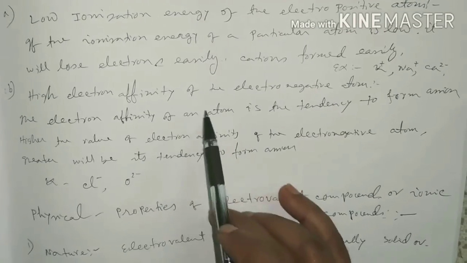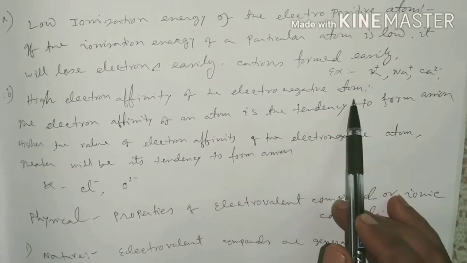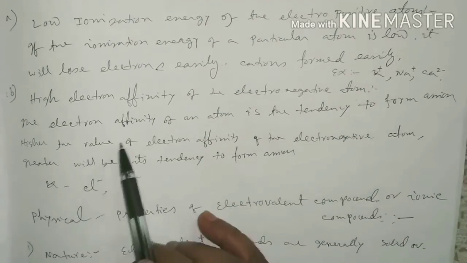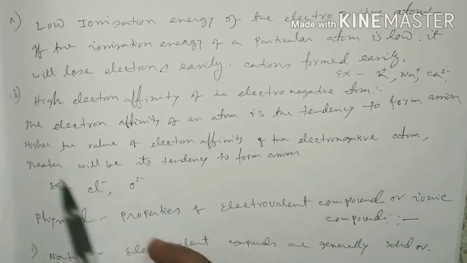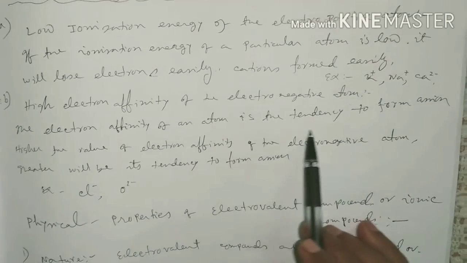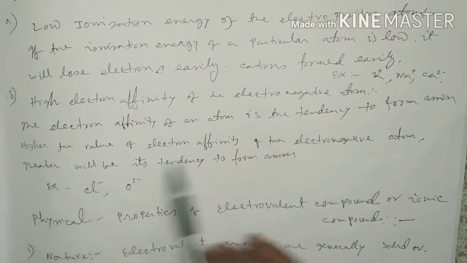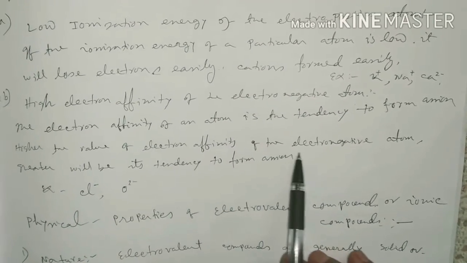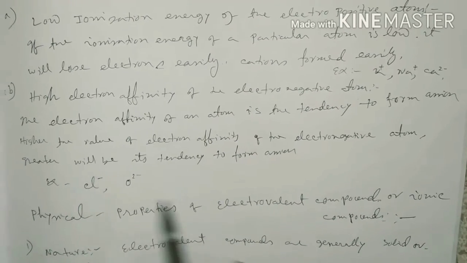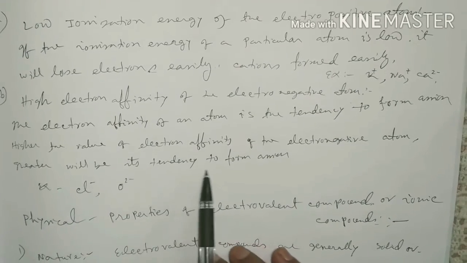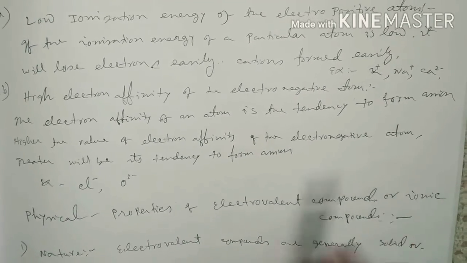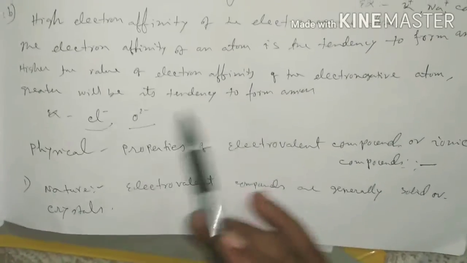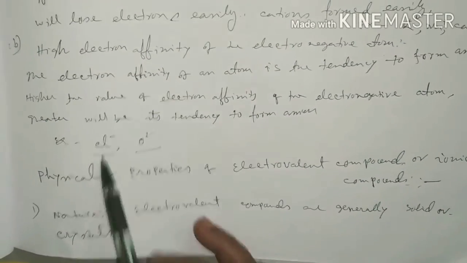High electron affinity of the electronegative atoms, that means chlorine or oxygen should have high electron affinity because they accept the electrons. The electron affinity of an atom is its tendency to form the anion, and the higher the value of the electron affinity of the electronegative atom, the greater will be the tendency to form the anion. Chlorine and oxygen: oxygen receives 2 electrons, chlorine 1 electron.